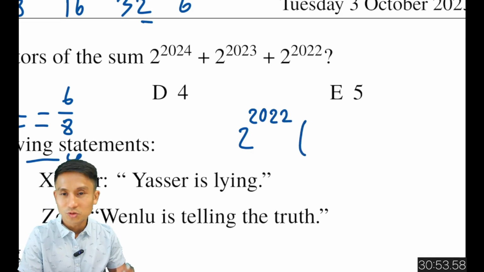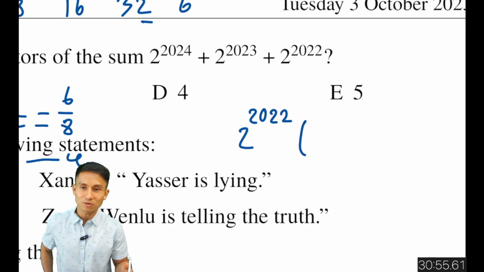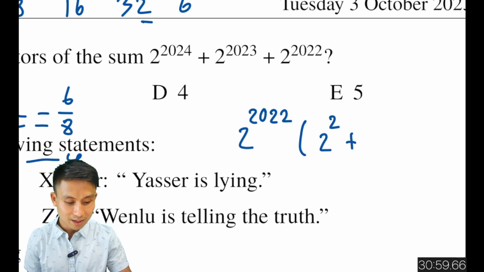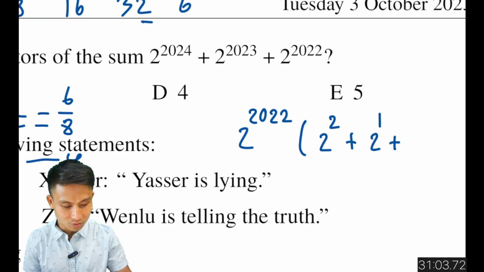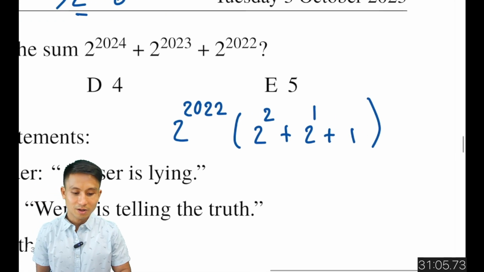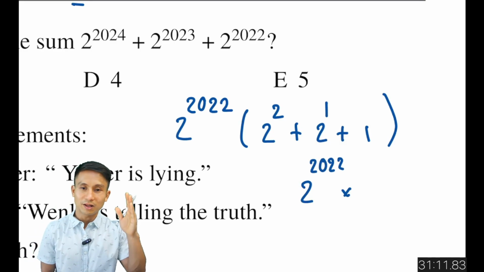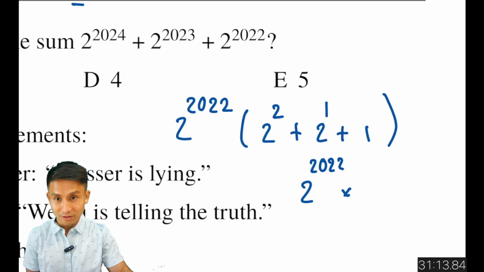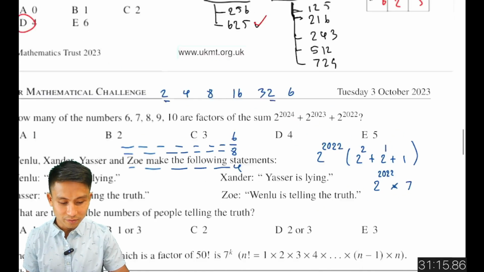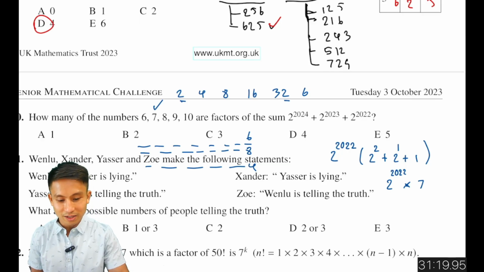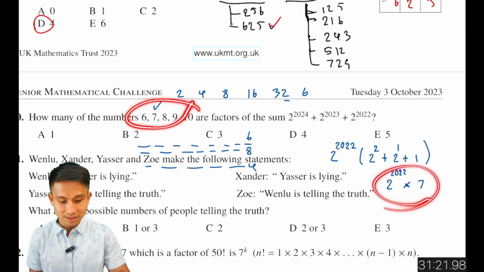If you pull 2 to the power of 2022 out, the first one will be left with 2 to the power of 2, the second one 2 to the power of 1, and the third one 2 to the power of 0, or just 1. So what are we getting here? It's 2 to the 2022 times, this is just 4 plus 2 plus 1, that's 7, right? So if we have a 7, that's definitely one of them, because we are finding which of these are factors of this number here.